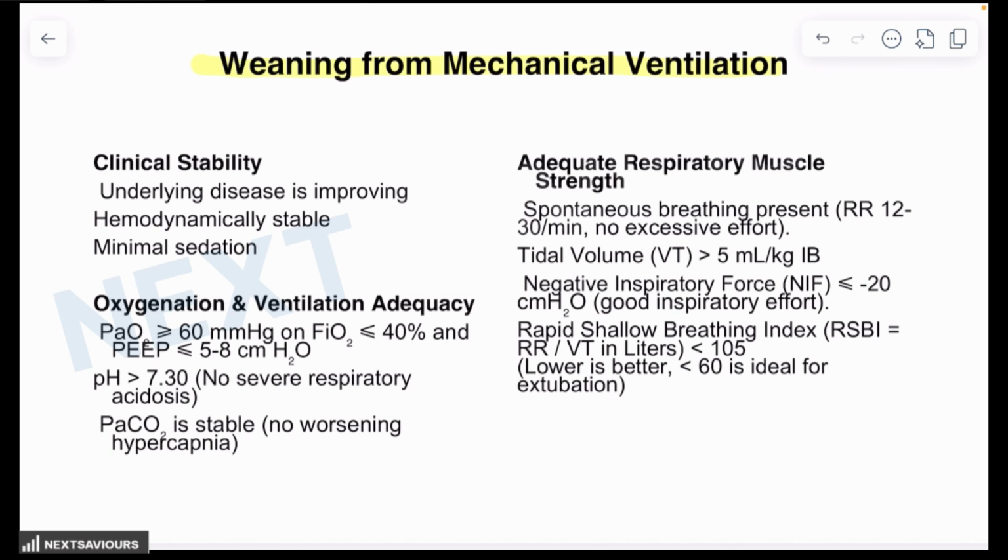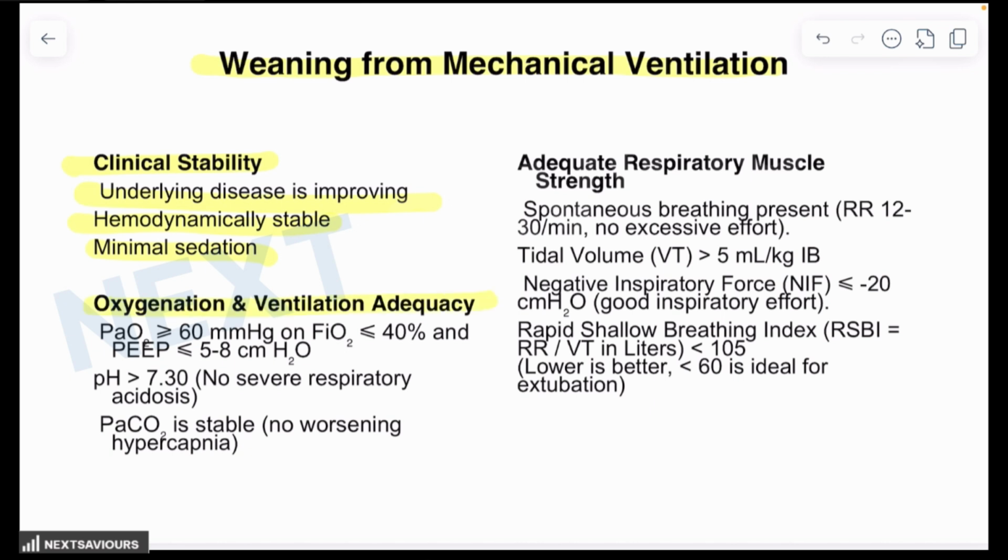So when to start weaning? What is the readiness criteria? Before weaning, ensure the patient meets these criteria. First is the clinical stability. If the underlying disease is improving, like a resolving pneumonia, heart failure, respiratory distress syndrome, if the patient is hemodynamically stable without any significant vasopressor support, if the patient requires minimal sedation, that means the patient should be awake and able to protect their airway. Another one is parameters.